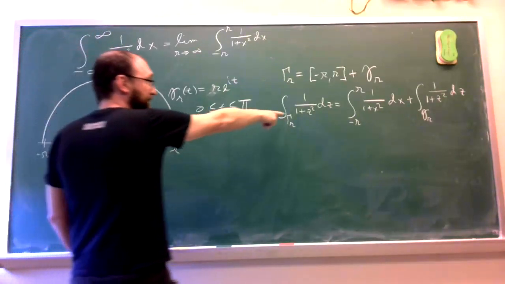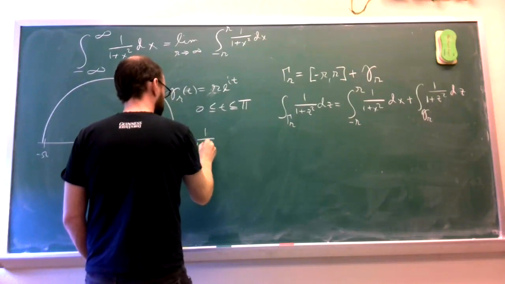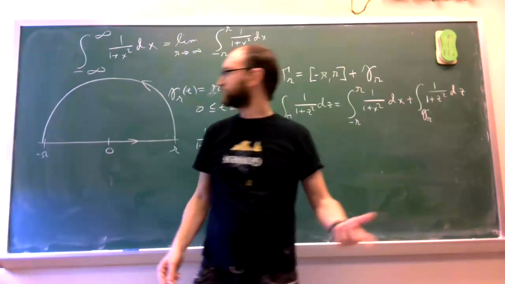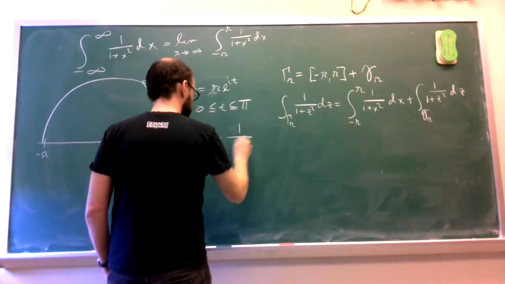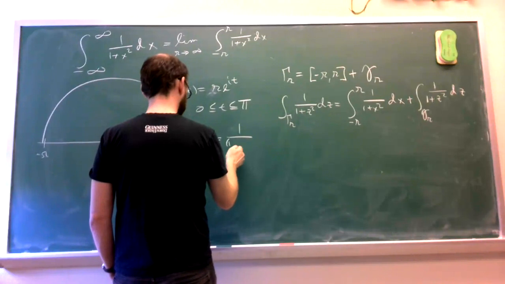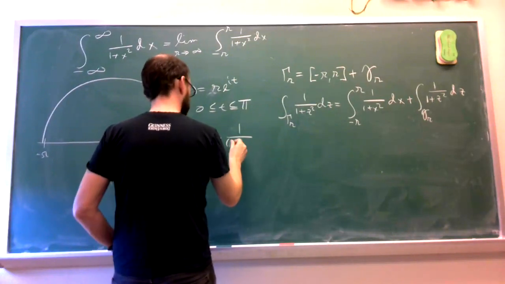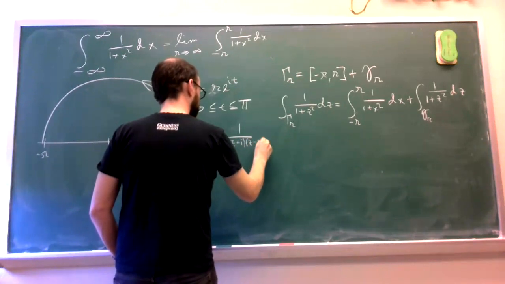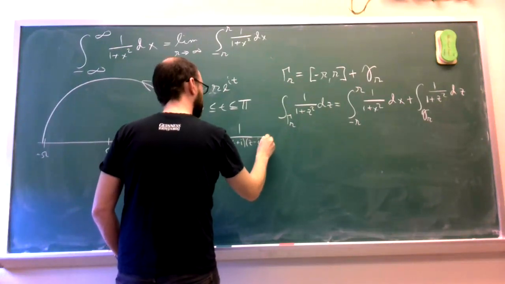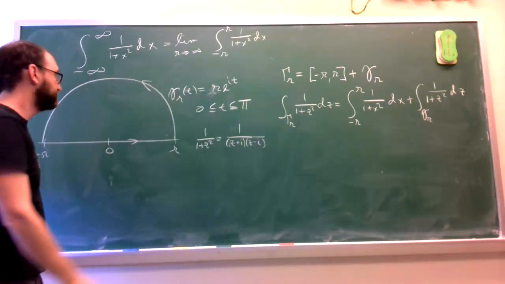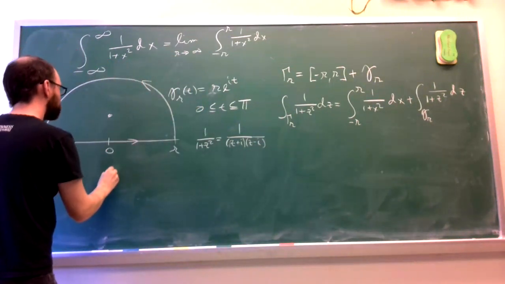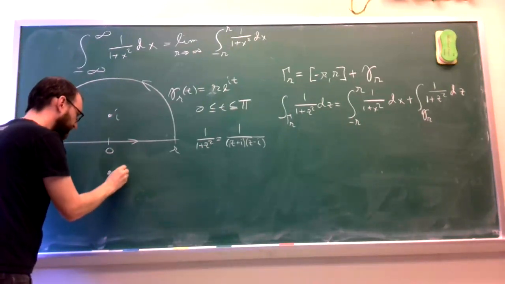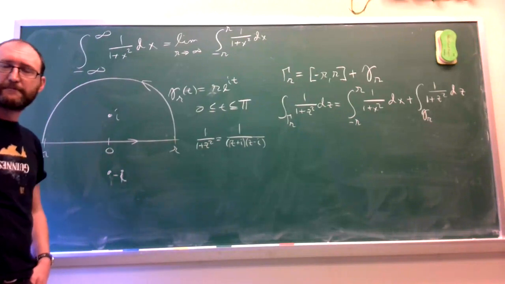Now, this function has two poles, right? I can factor this thing. Let me write it: z plus i, z minus i. It has two poles. It has a pole at i and minus i.